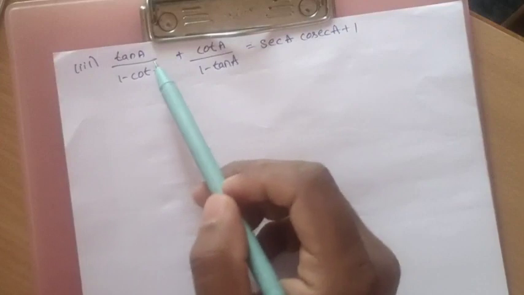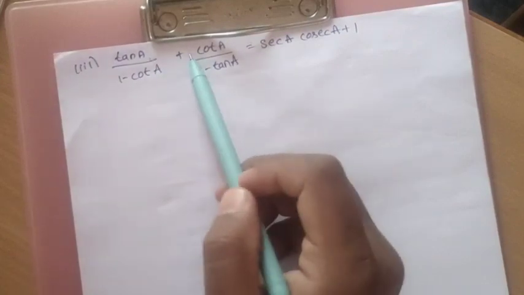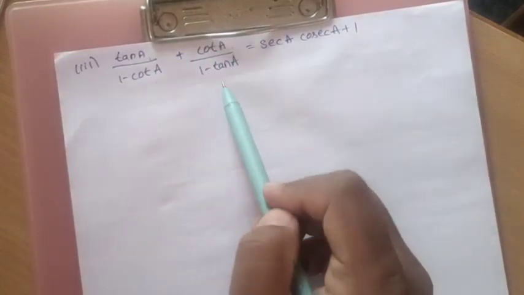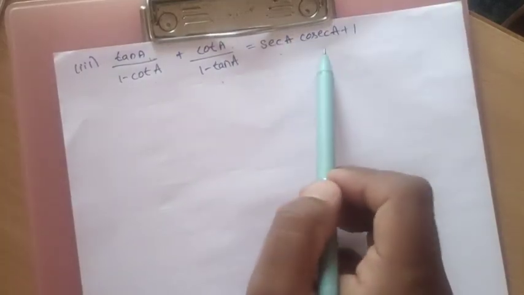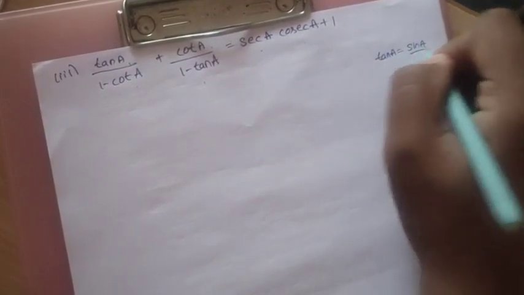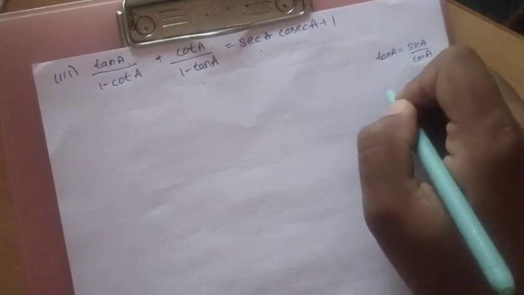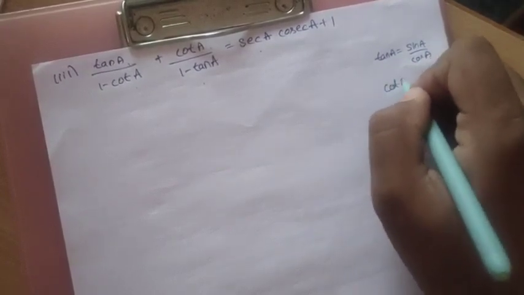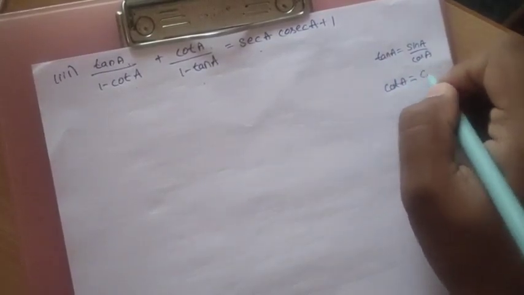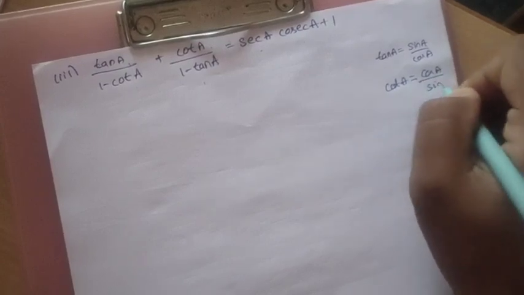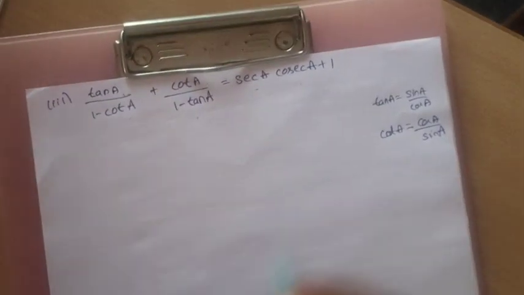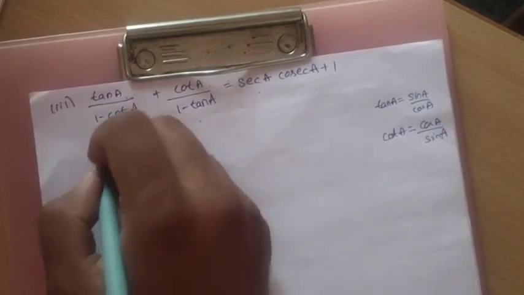Third question, we need to show that tan a dividing by 1 minus cot a plus cot a dividing by 1 minus tan a, which will be equal to secant a into cosecant a plus 1. We need to show this. So how to show this? So here we know for substitution tan a can be written as sin a dividing by cos a. Similarly, cot a can be written as cos a dividing by sin a, right? So you know this. So by this we are going to solve this problem.